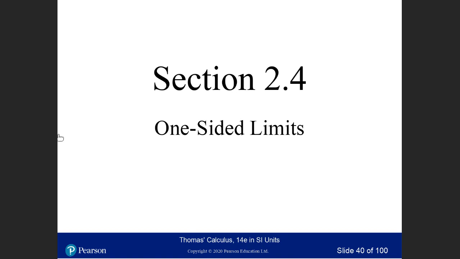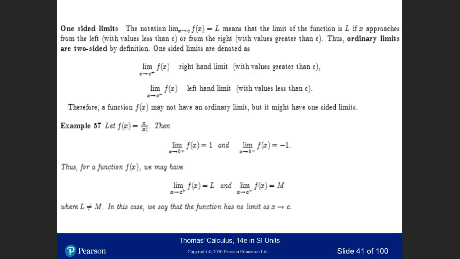Okay, let's continue with one-sided limits. The notation limit as x approaches c of f(x) equals L means that the limit of the function is L if x approaches from the left with values less than c, or from the right with values greater than c. Thus, ordinary limits are two-sided by definition, as we said.